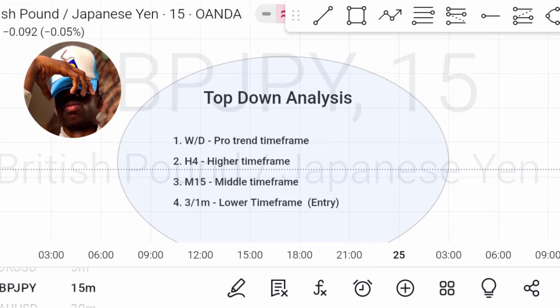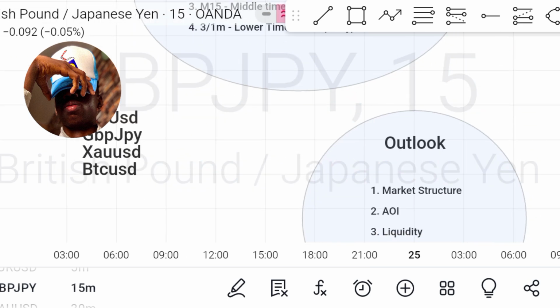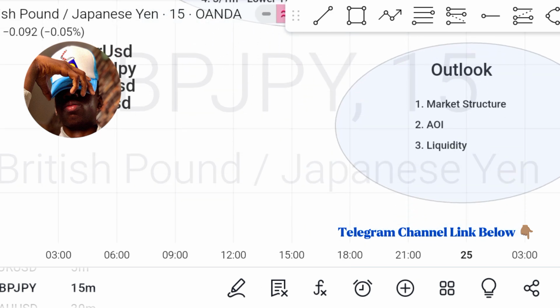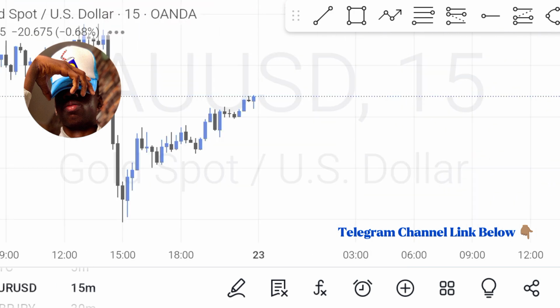The video I'm about to analyze is kind of like top down analysis if you know what you're doing. But if you really want to understand some other parts, I'll make a video on that. So EUR/USD, GBP/JPY, XAU/USD, BTC/USD, and then outlook. Look for your market structure, area of interest, liquidity, and that's it. Simple. That's the exact same thing we're going to be doing.